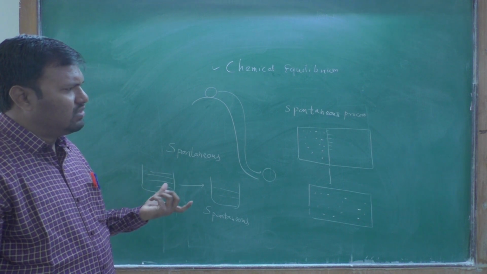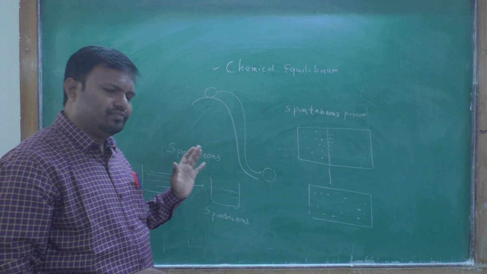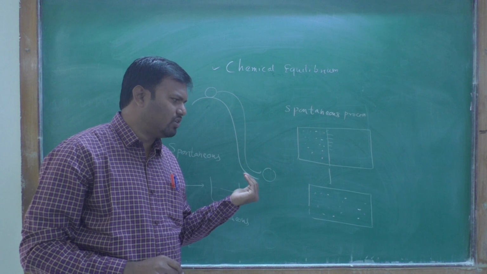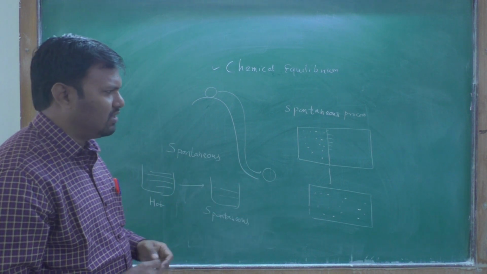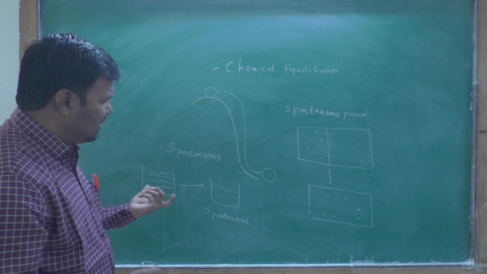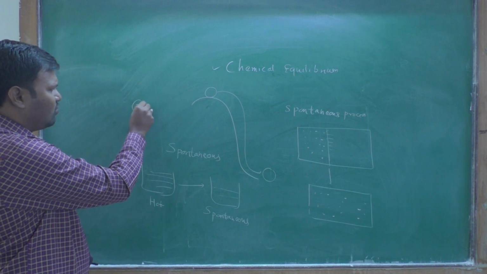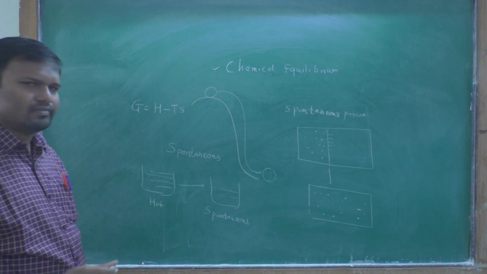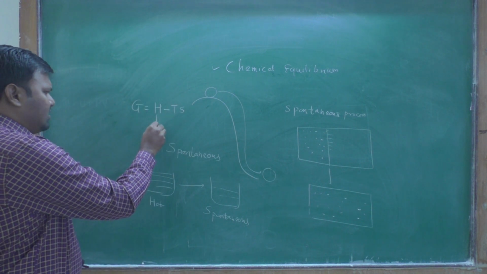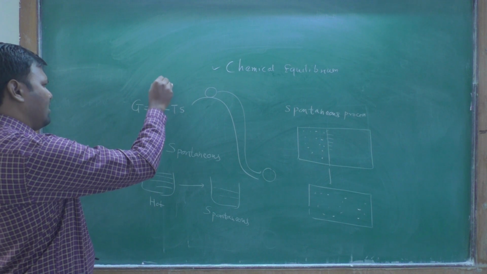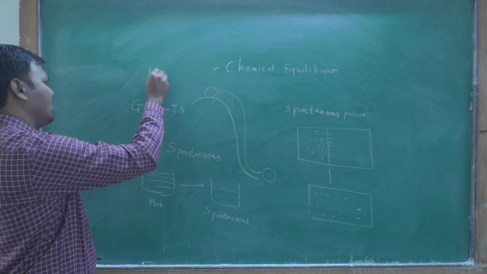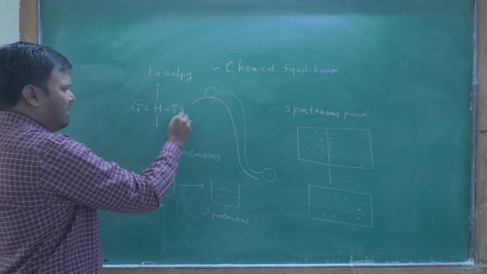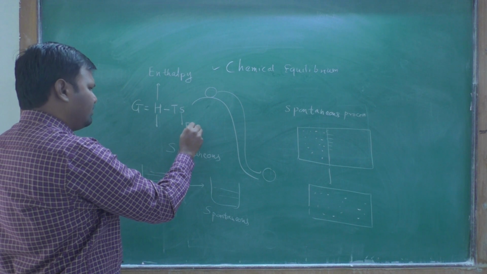All these things we discuss, we can predict whether it is spontaneous or not spontaneous by using the Gibbs free energy. The Gibbs free energy is given by the equation G is equal to H minus TS. H is an enthalpy quantity. S is an entropy.